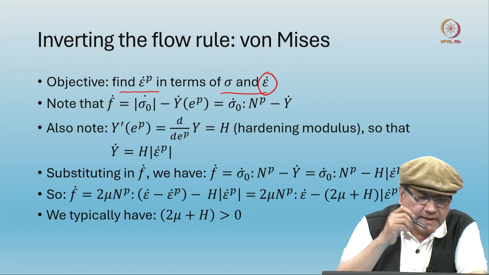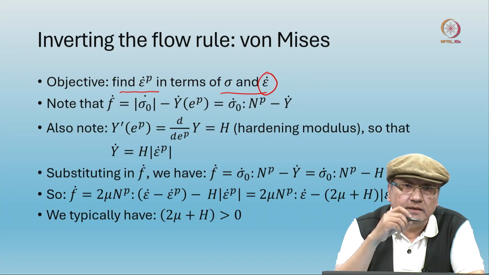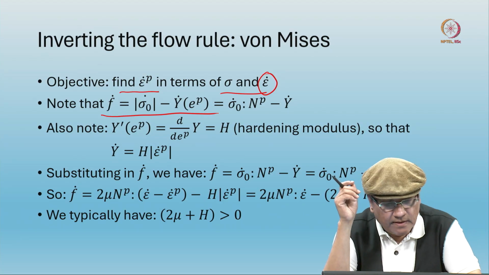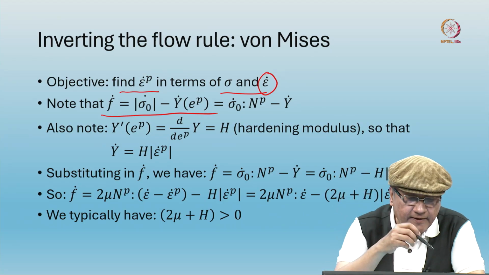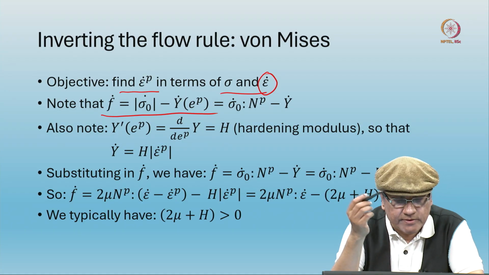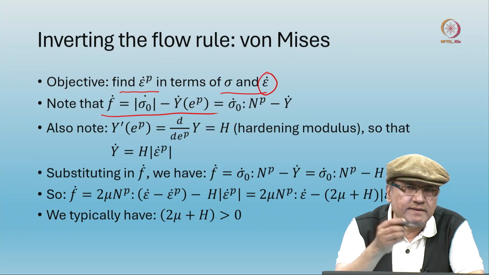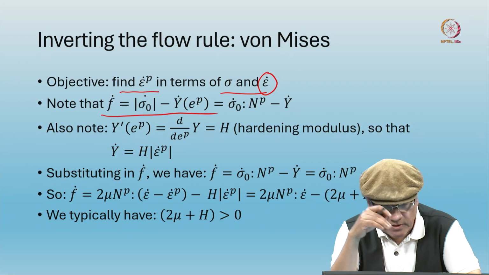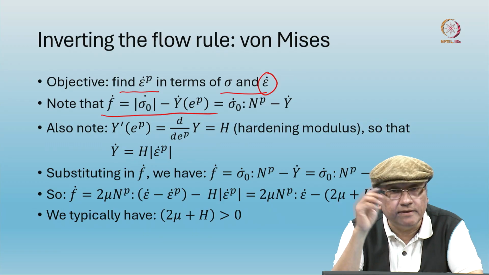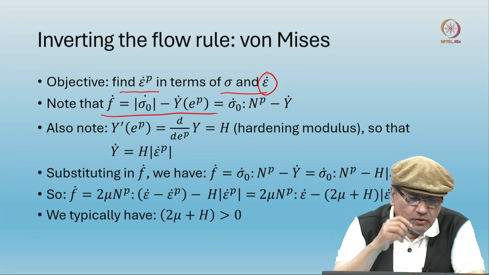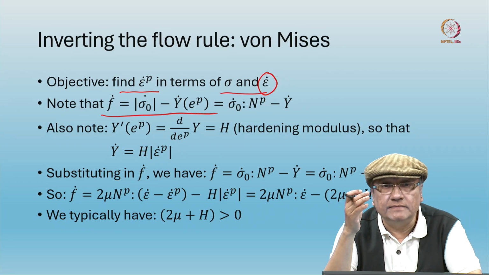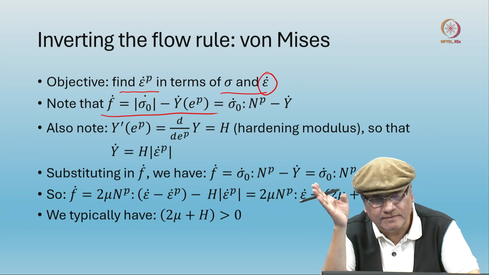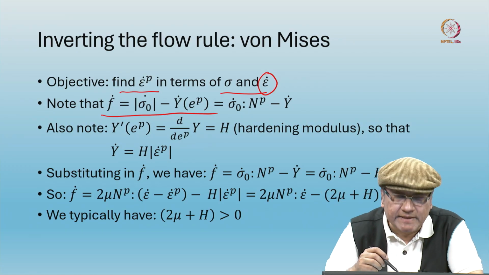So, first note that we can write the time derivative of the yield function f like this. You remember that the yield function itself was modulus of sigma 0 minus y. So, just take the time derivative on both sides. So, f dot is the sum of both the terms, right, with a minus sign in between. Now, assuming that the plastic flow direction is not changing direction with time, so np dot is 0.